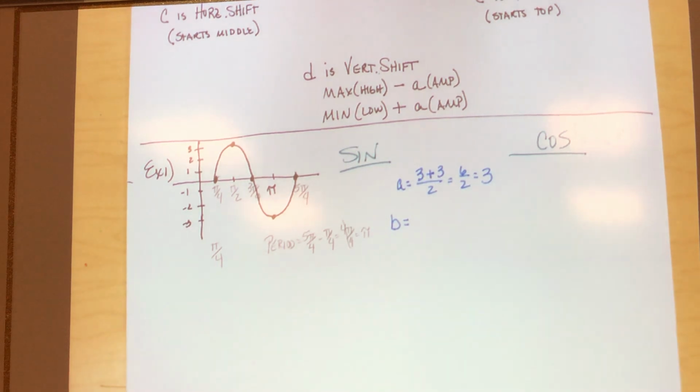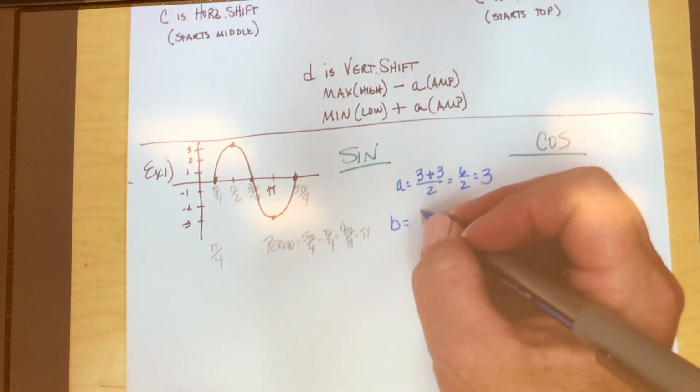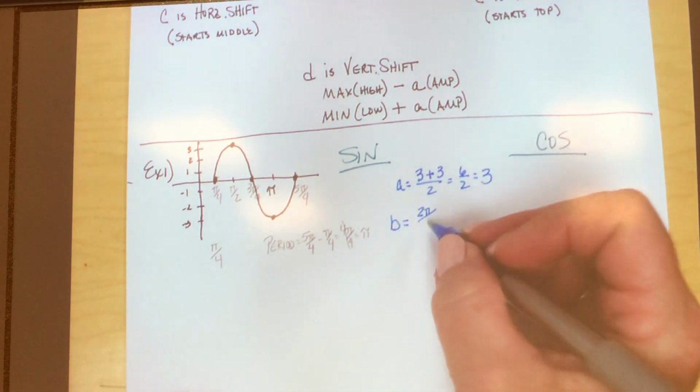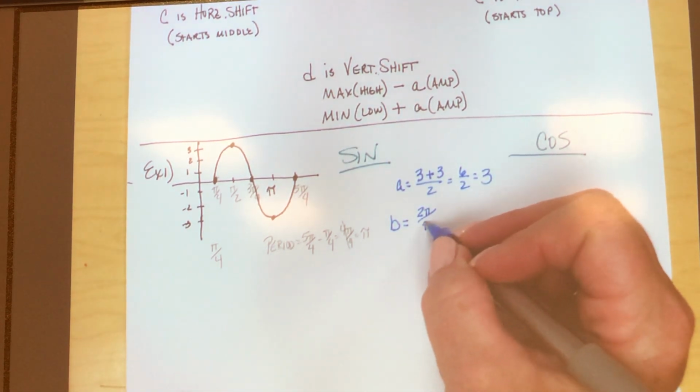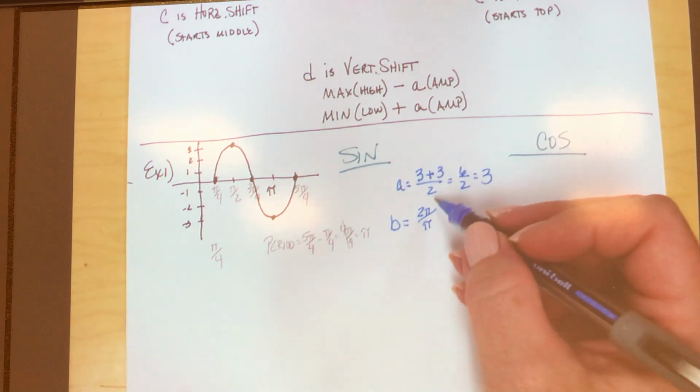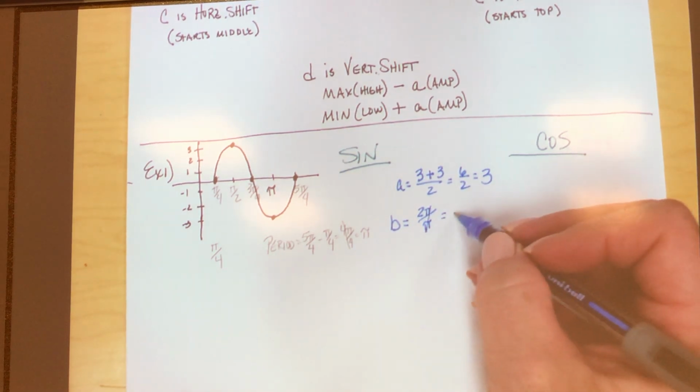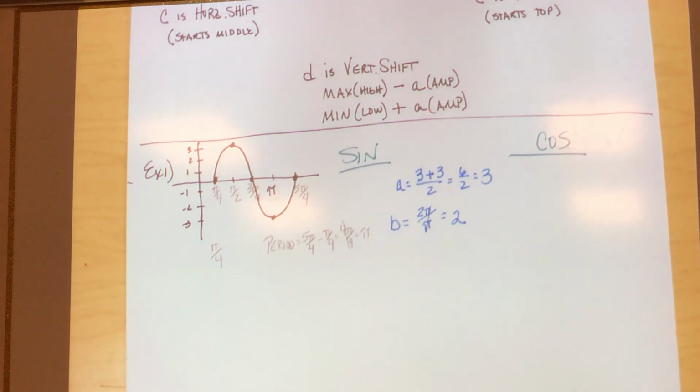So what's the formula for B? 2 pi over the period. And what is the period? Pi. These two cancel out, and B is 2. So I got A and I got B. We got 2 pi over pi, guys.